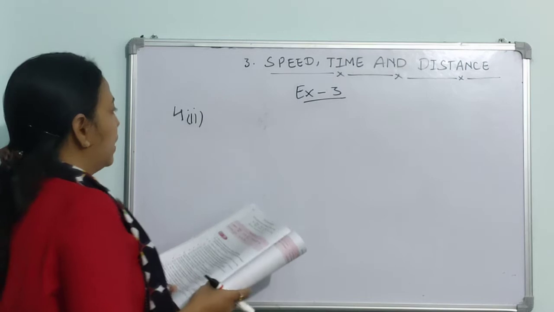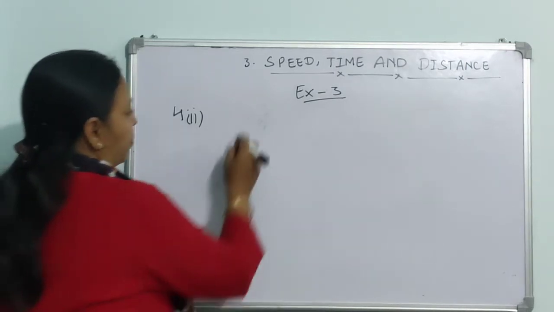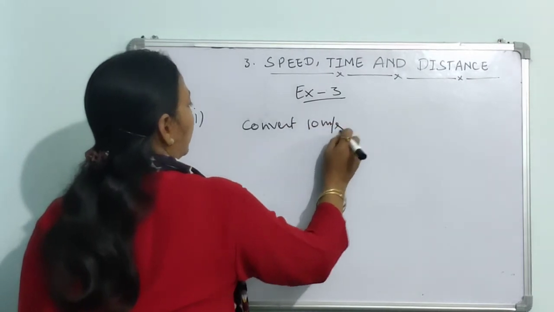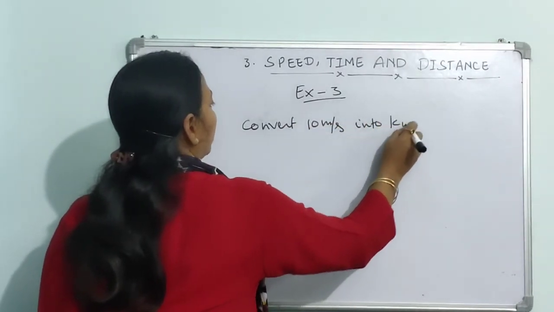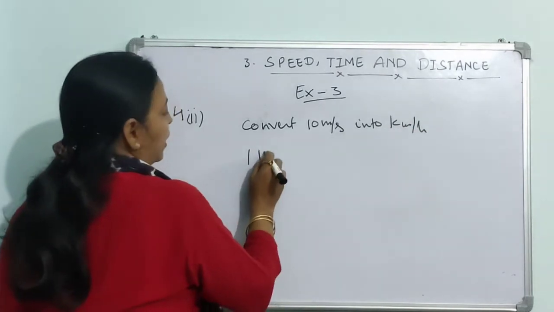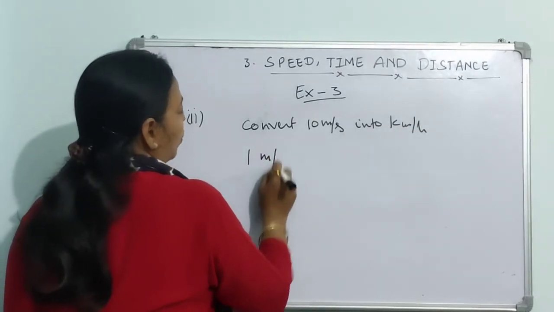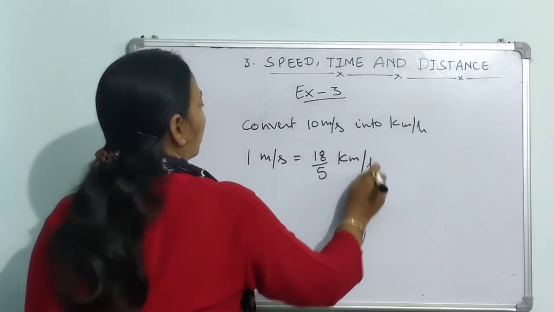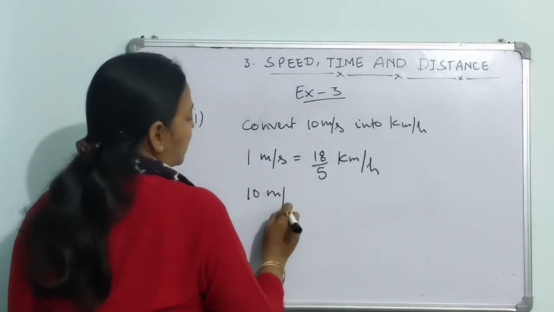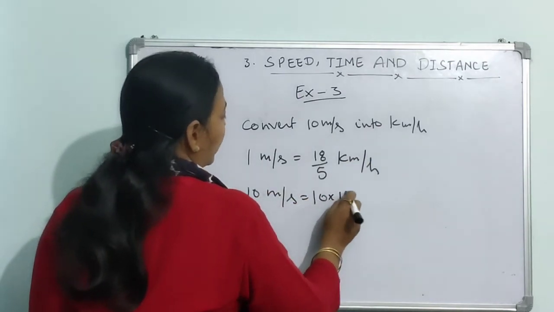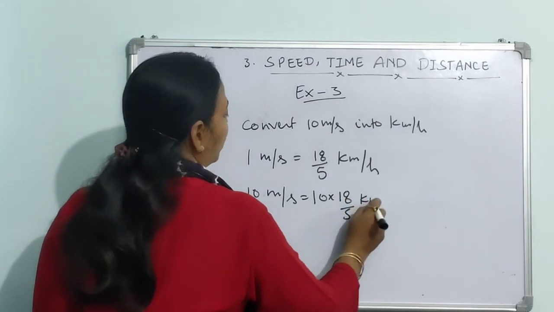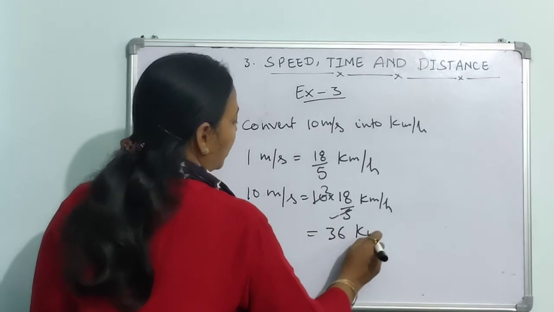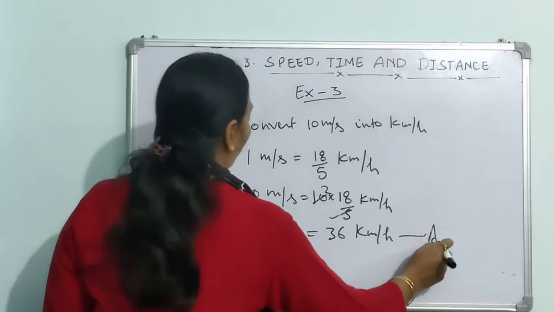Fourth, second one, convert 10 meter per second into kilometer per hour. So you know 1 meter per second is equal to 18 by 5 kilometer per hour. So you change it. Now 10 meter per second is equal to 10 into 18 by 5 kilometer per hour. 5 2s are 10. So it will come 36 kilometer per hour. So this is your fourth second part.